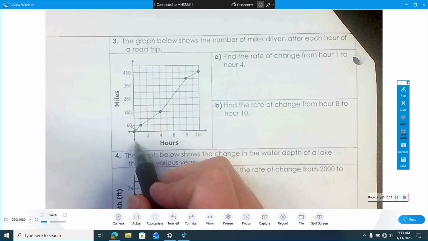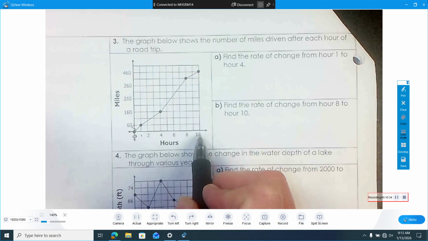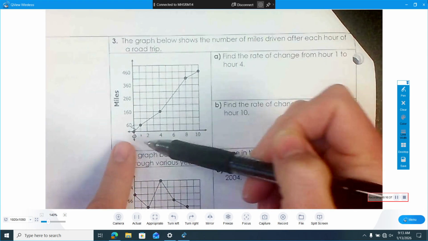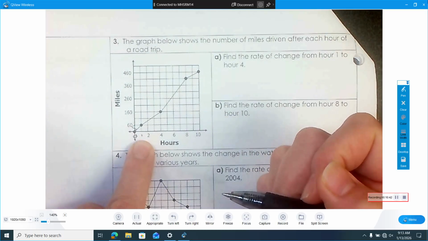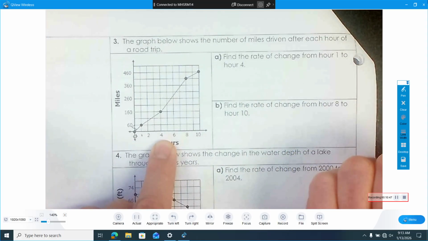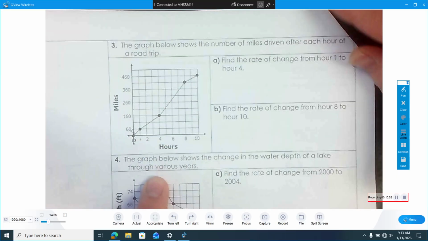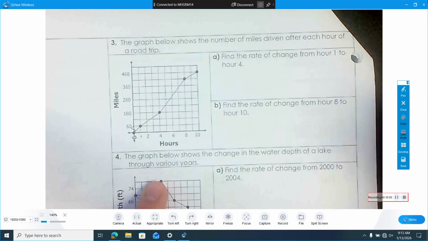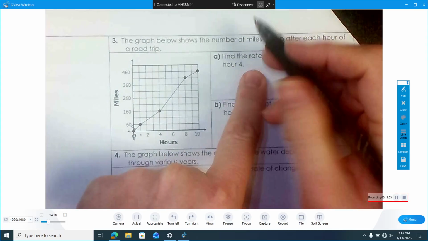We have hour 0, and then here we have hour 1, the second hour of a trip, and the 4th hour, and the 8th hour, and the 10th hour of a trip that we're driving. And this is the number of miles driven. So after the first hour, how many miles did they drive? 60, sure. And at 4 hours, how many miles did they drive? 160 miles, absolutely. So they were moving pretty slow, actually.